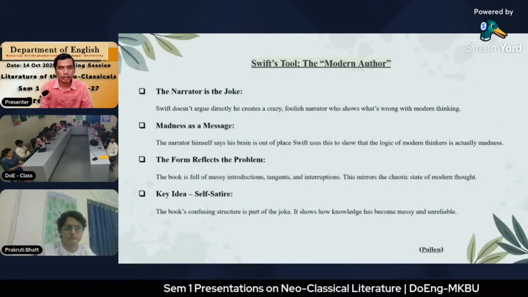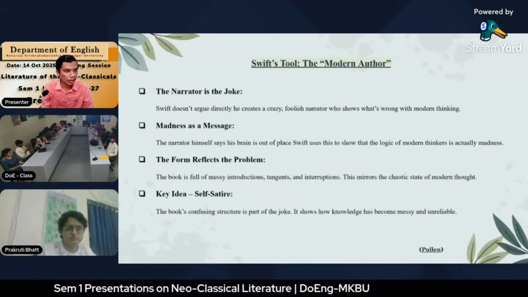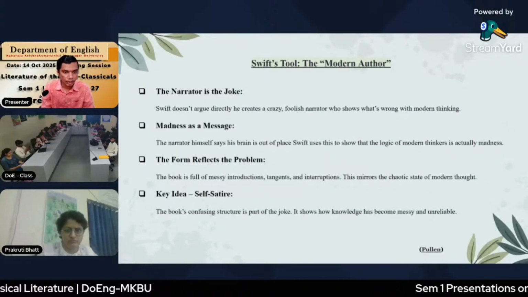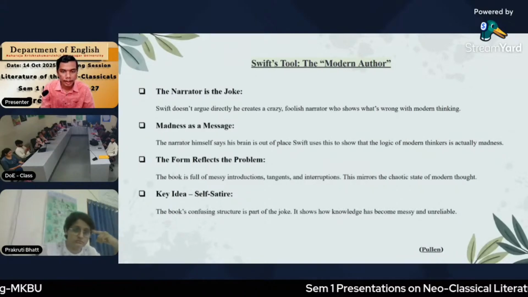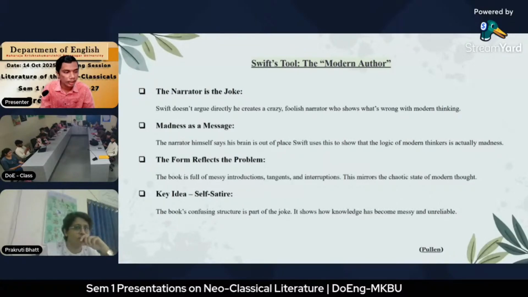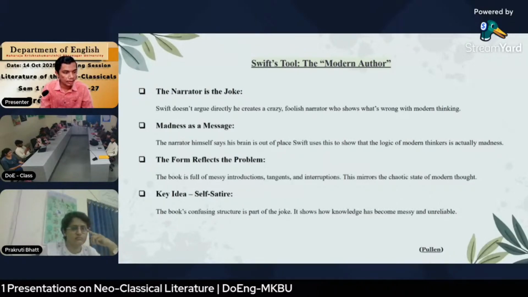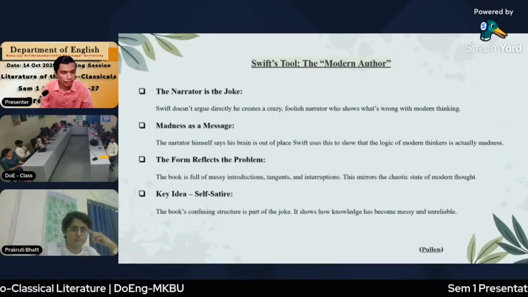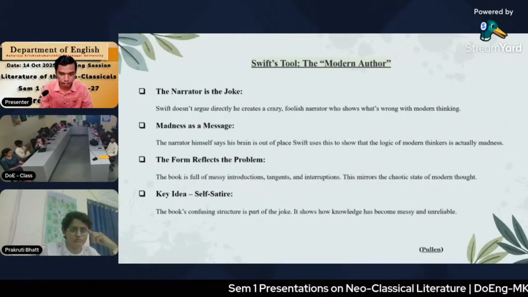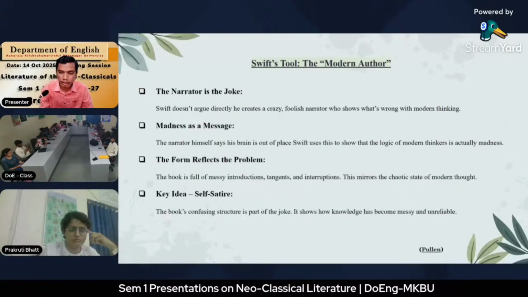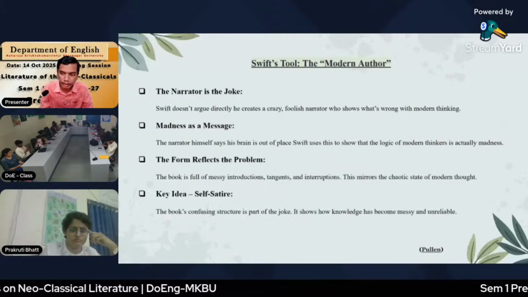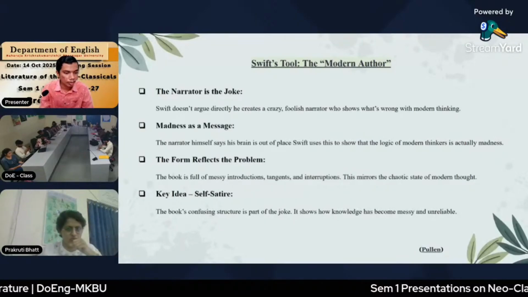Swift and the modern author. The narrator is a fool. Swift does not argue directly. He creates a crazy, foolish narrator to show what's wrong with modern thinking. Madness as a message: the narrator himself says his brain is out of place. Swift uses this to show that the logic of modern thinkers is intellectual madness. The form reflects the problem.